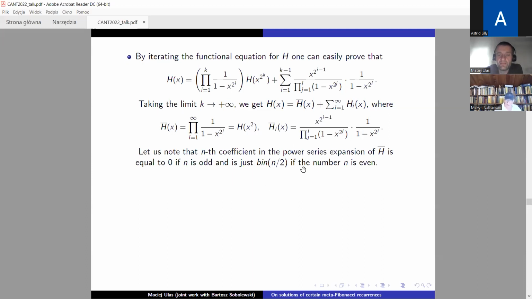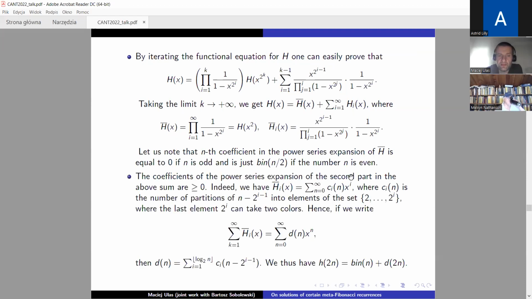Here the n-th coefficient in this power series expansion is equal to 0 if n is odd, and is just equal to the number of binary partitions of n over 2 if the number n is even.